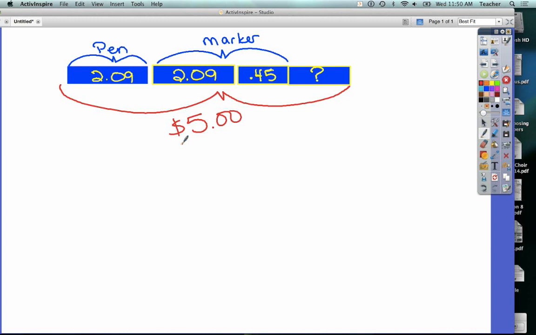So $2.09 plus $2.09. 9 plus 9, 18. Carry the 1. Bring down a decimal. 2 plus 2 is 4. We're up to $4.18. Making me think I'm doing something wrong.